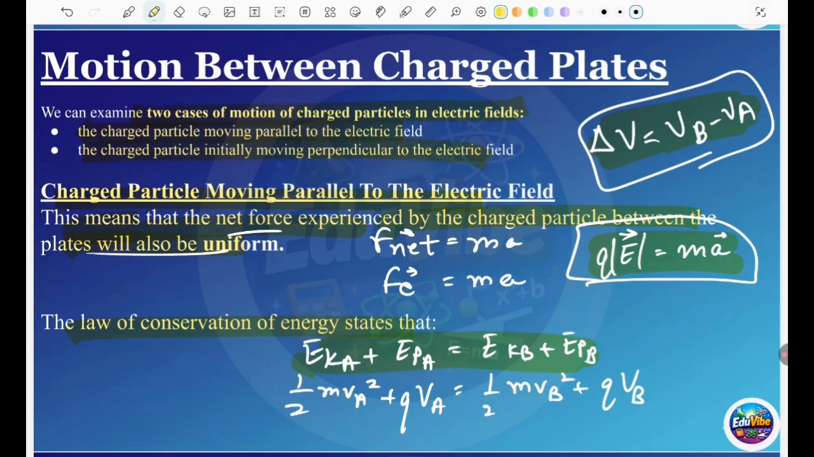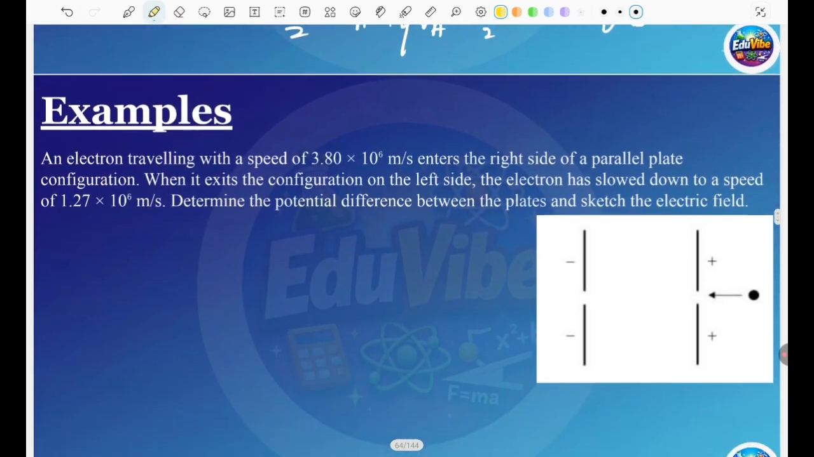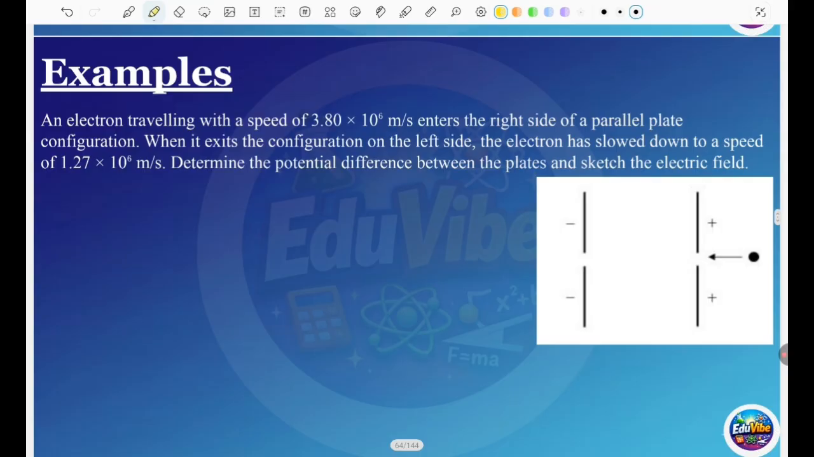So for this lesson, you have to know this, and for the next lesson, we will know more about it later. So let's move on to one example. This is the last example for today's lesson. We use energy laws in this too.